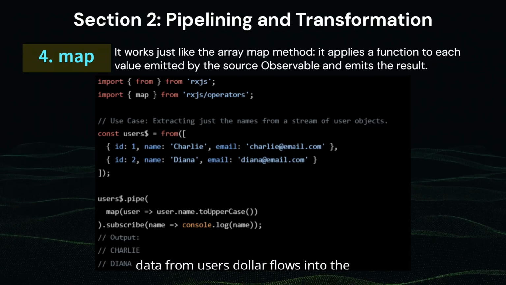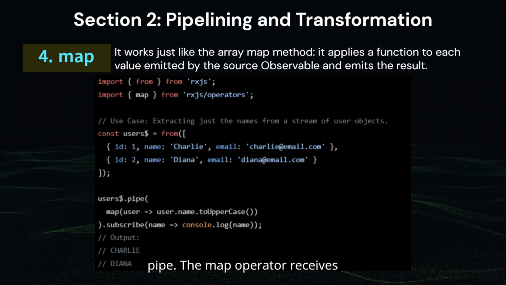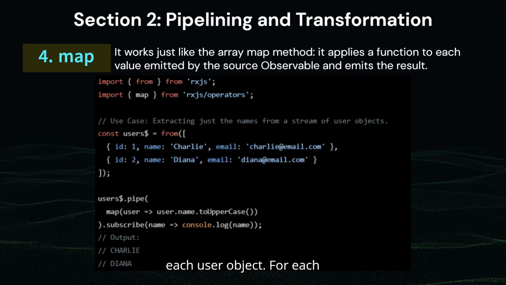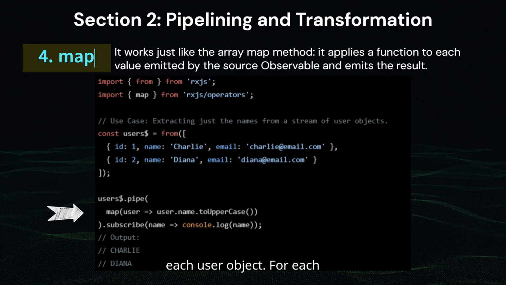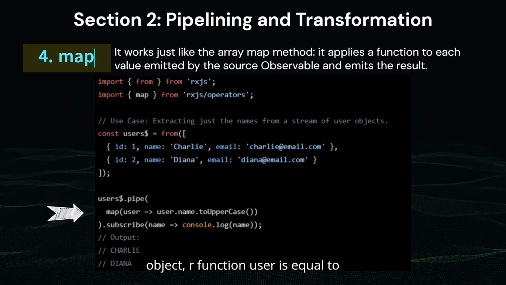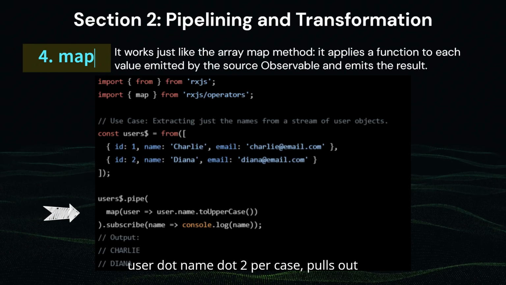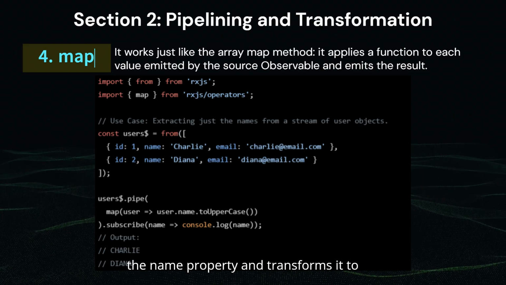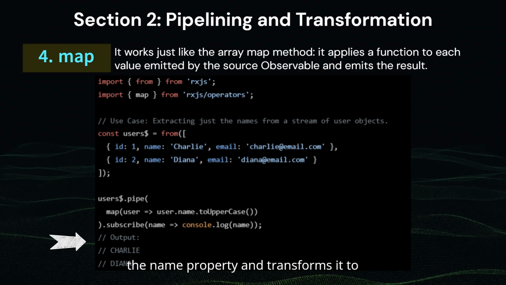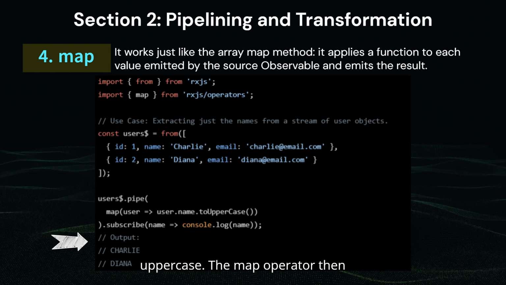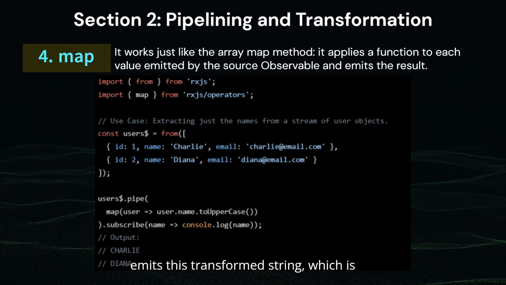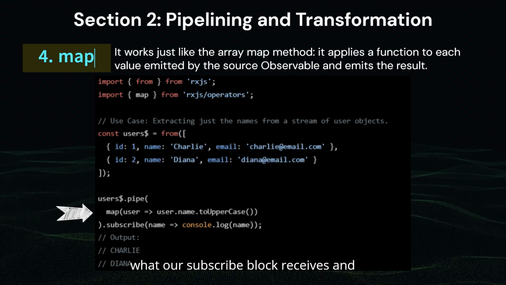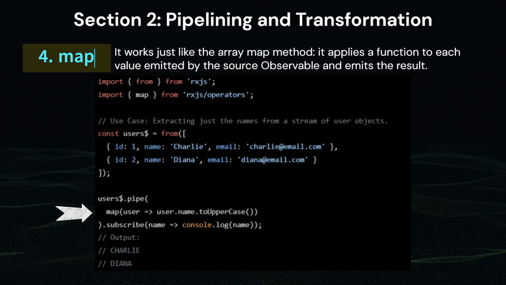Data from users flows into the pipe. The map operator receives each user object. For each object, our function user => user.name.toUpperCase pulls out the name property and transforms it to uppercase. The map operator then emits this transformed string, which is what our subscribe block receives and logs.